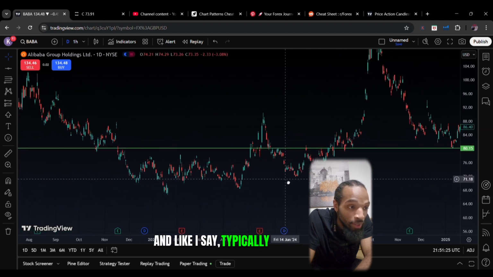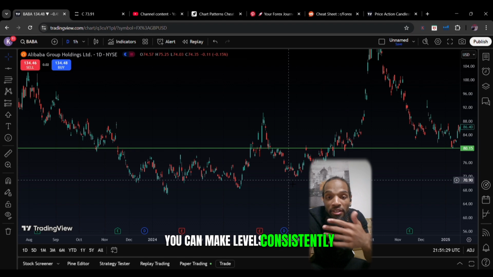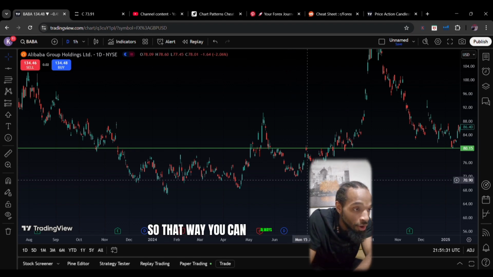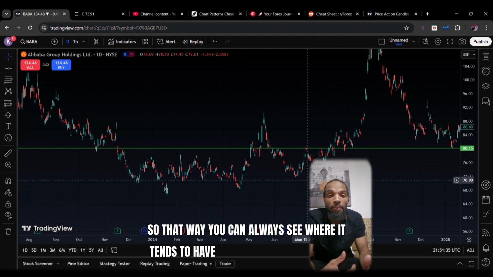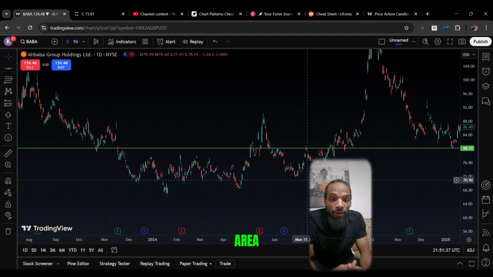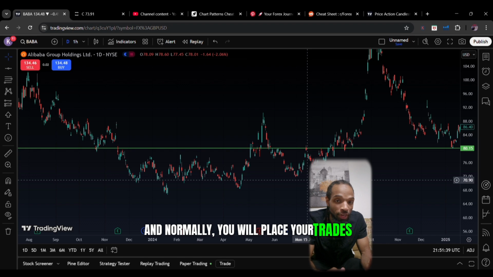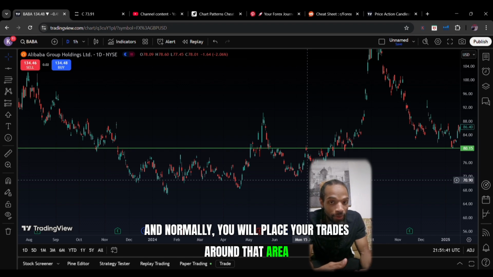And like I say, typically you can make levels consistently, so that way you can always see where it tends to have typical resistance in that area, and normally you will place your trades around that area.